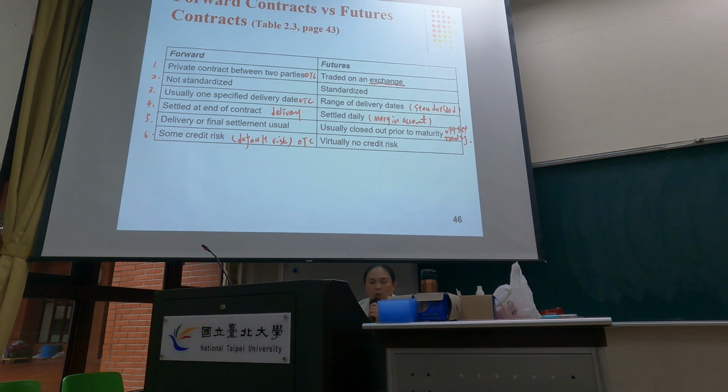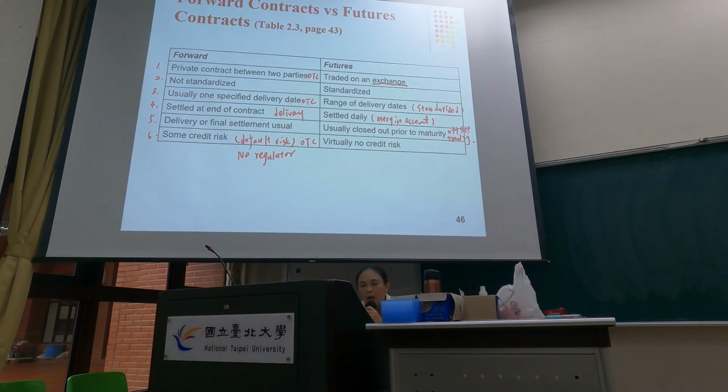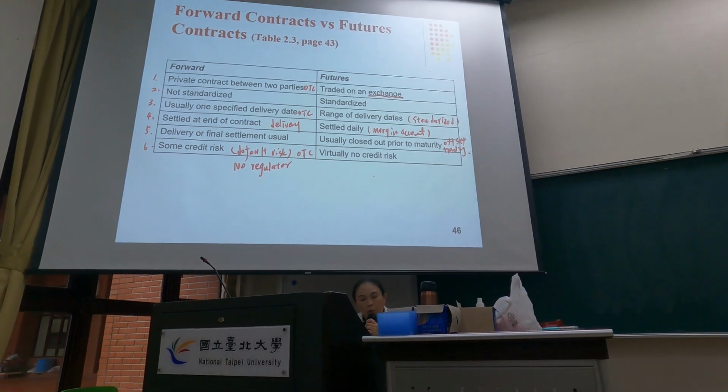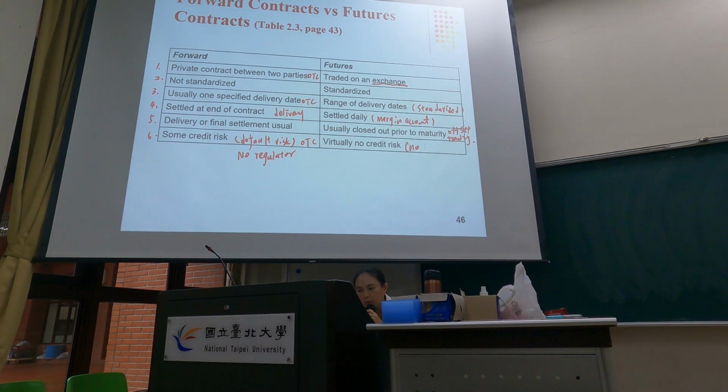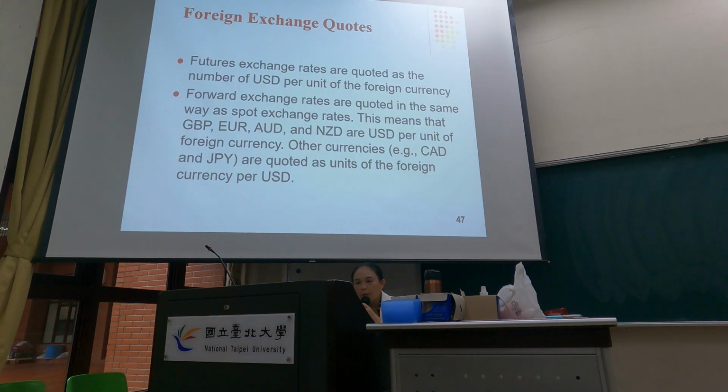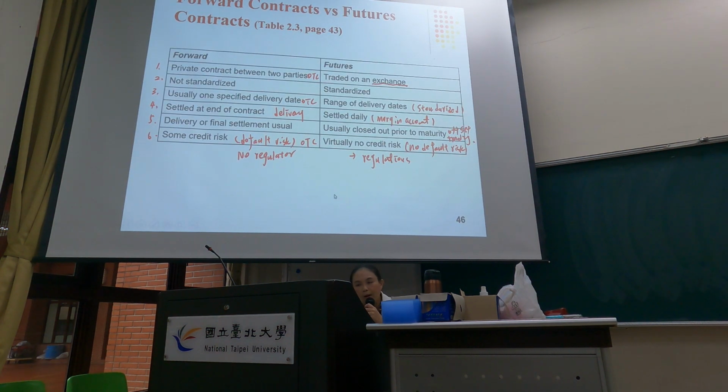Because it's traded in the OTC, there is no regulator. Okay? And then futures contract trading in the exchange, virtually no credit risk or no default risk. Because there are regulations, right? For instance, like in Taiwan, we have the futures trading law, right? Okay, and you have a government organization to look after this as well. For instance, you have the futures exchange, and so on. Okay. So that's the comparison for the two contracts, right?